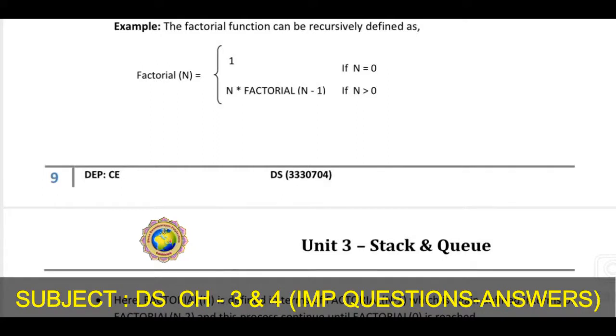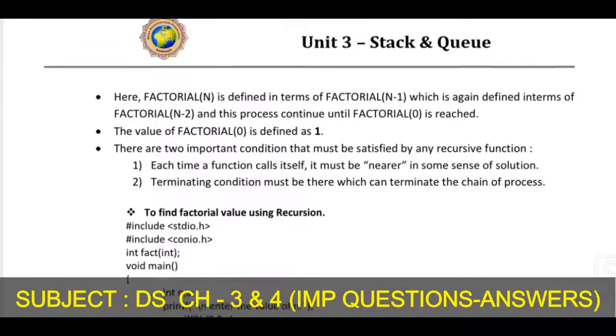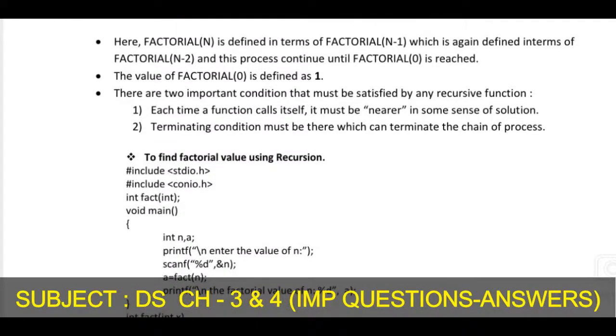So the factorial function can be recursively defined as the following function. Factorial n is 1 if n equals 0, and n multiplied by factorial n minus 1 if n is greater than 0. So this is the factorial concept.